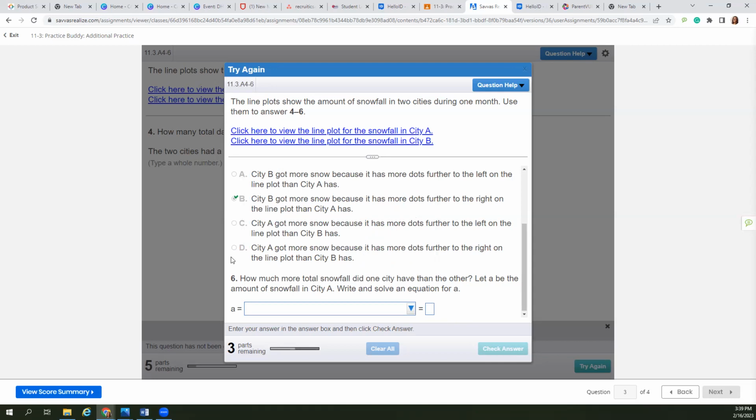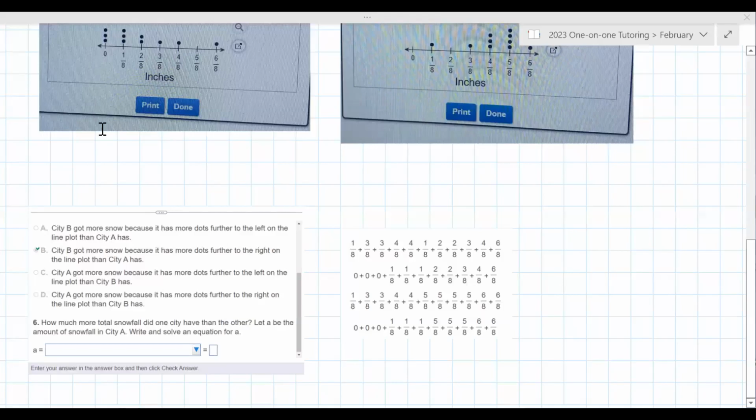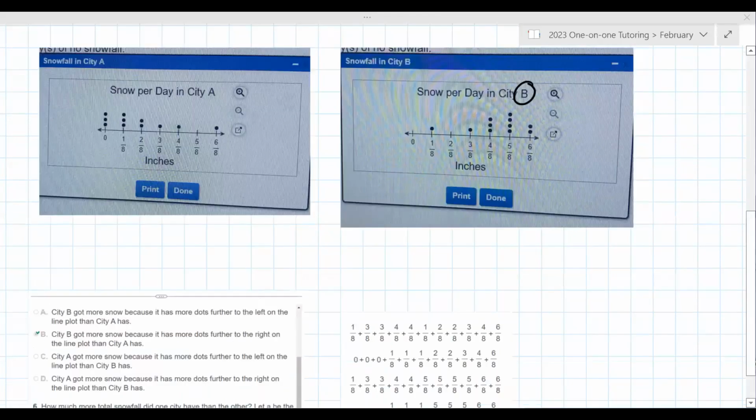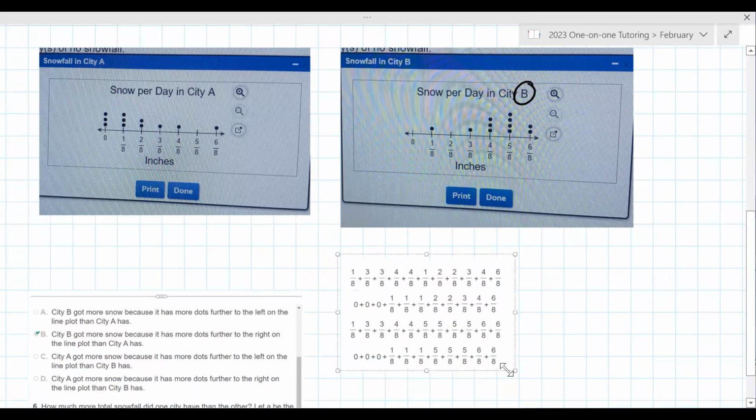All right, so let me share my screen. Okay. So when we look at city A, we're adding up all the dots in city A. Let me let that load. So we're adding up all the dots in city A. 0 plus 0 plus 0, 0, 1/8 plus 1/8 plus 1/8, and so on. 2/8 plus 2/8, 3/6, and then 4/6 and 6/8. So we're looking for the one in this list that matches that.